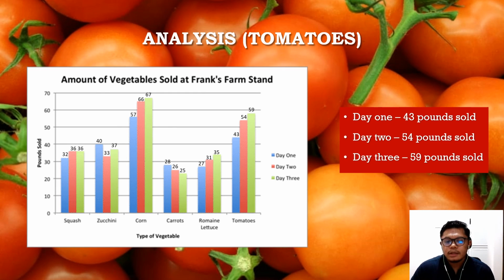Lastly, let's look at the tomatoes data. As you can see, the least amount of tomatoes sold was 43 pounds on day 1. Then, the amount of tomatoes sold rose significantly by 11 pounds on day 2. After that, the highest amount of tomatoes sold was 59 pounds on day 3.